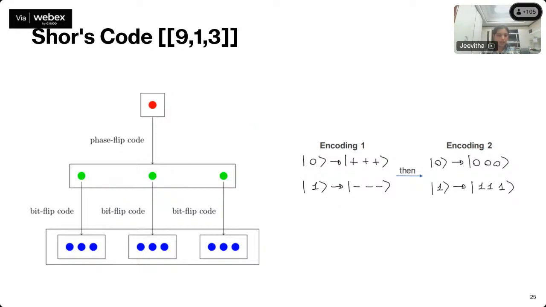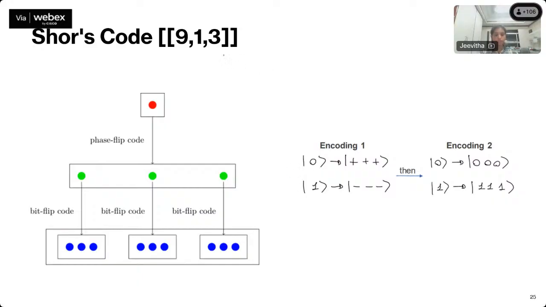Okay, so we'll see how the encoding in Shor's code is being done. So this is my logical qubit. First, I start with one qubit, and then basically there are two parts in the encoding. First, we call it the phase flip code or outer code, and second, the bit flip code or inner code. The phase flip code is used for encoding the phase errors, and the bit flip code is used to encode for the bit flip errors.